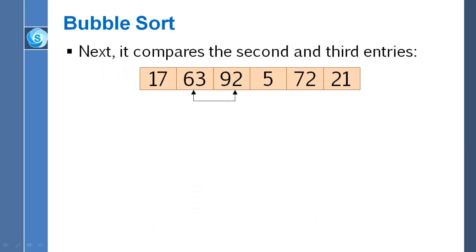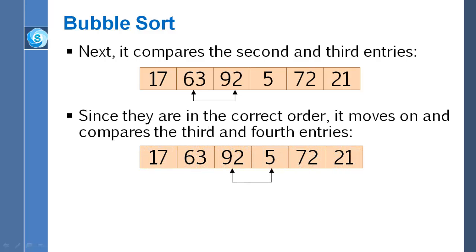Then we move on and compare the second and third positions. At this point, 63 is in the second position and 92 is in the third position. We observe that they are in the correct order. 63 is less than 92, so we leave that alone. We don't swap and we move on. Next we compare the third and the fourth entries. That is, we're looking at 92 compared to 5. They are not in the right order, and therefore we swap again.